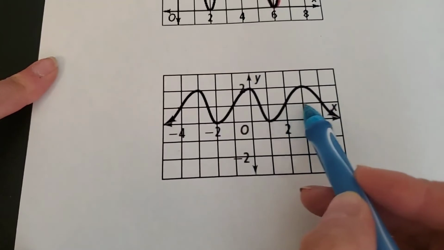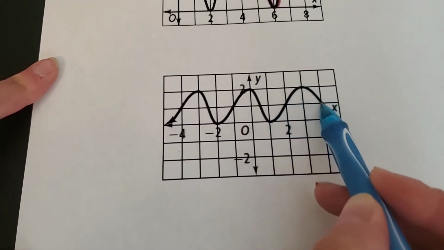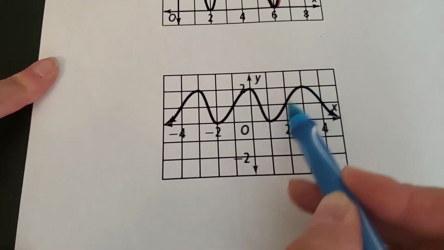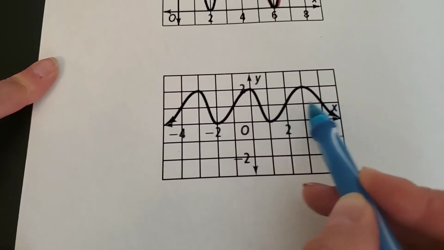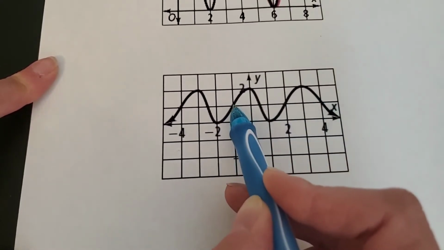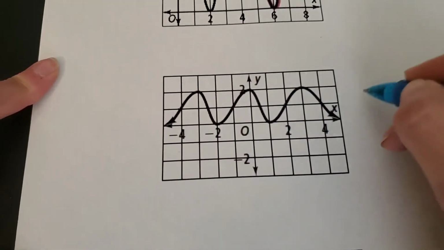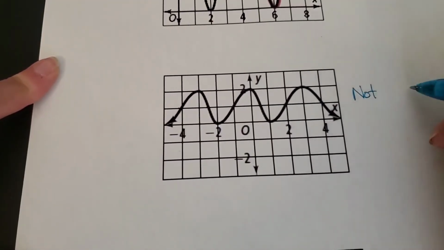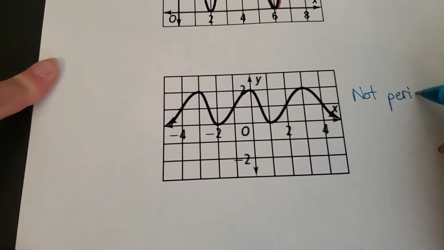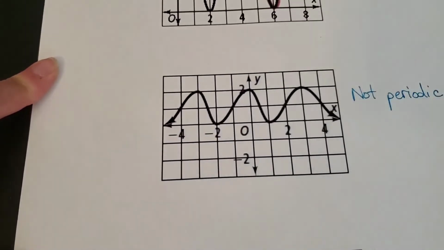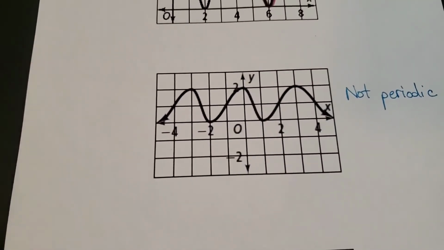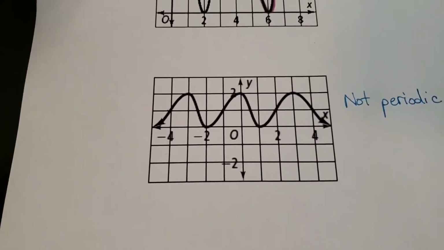notice that this wave is just a little fatter. Here from these 2 points, they're a distance of 2, but over here, those midpoints, that's only 1.5, so this is not periodic. And so we're not going to find an amplitude or a period length for that because it's not periodic.